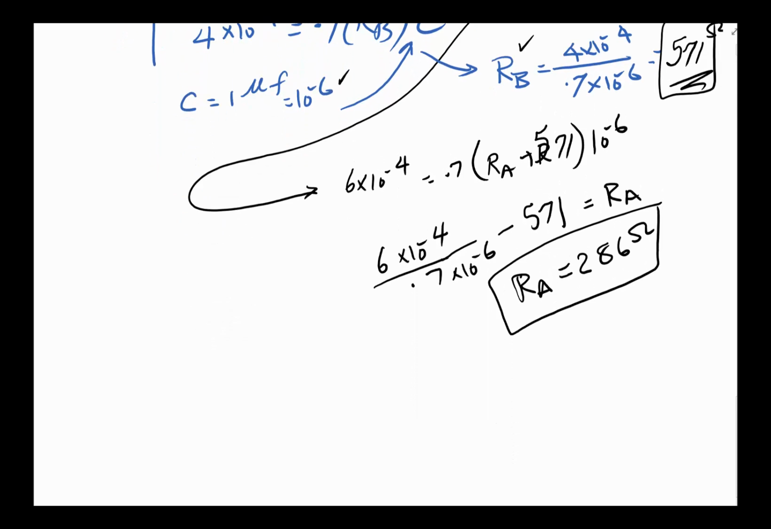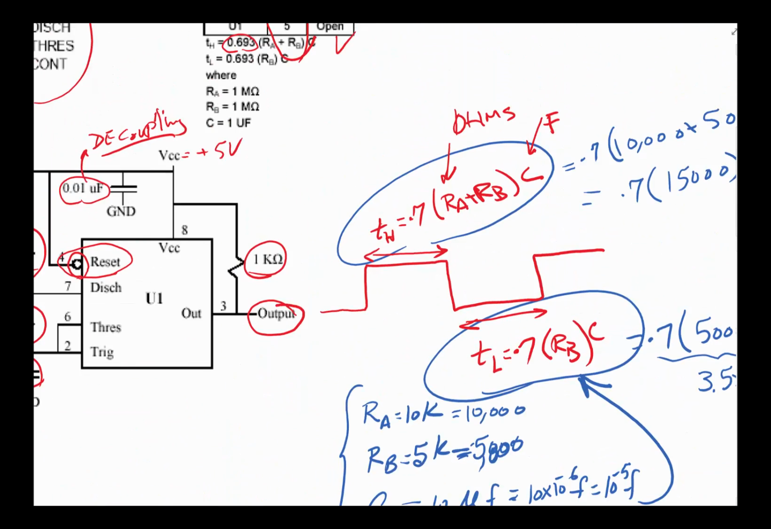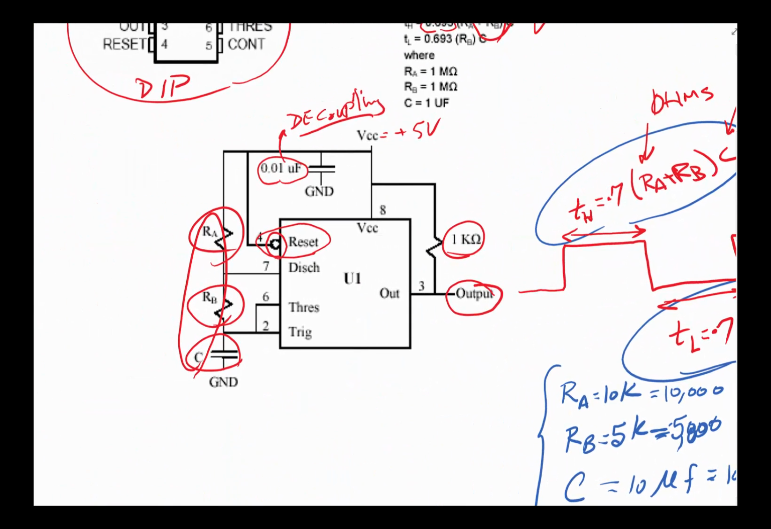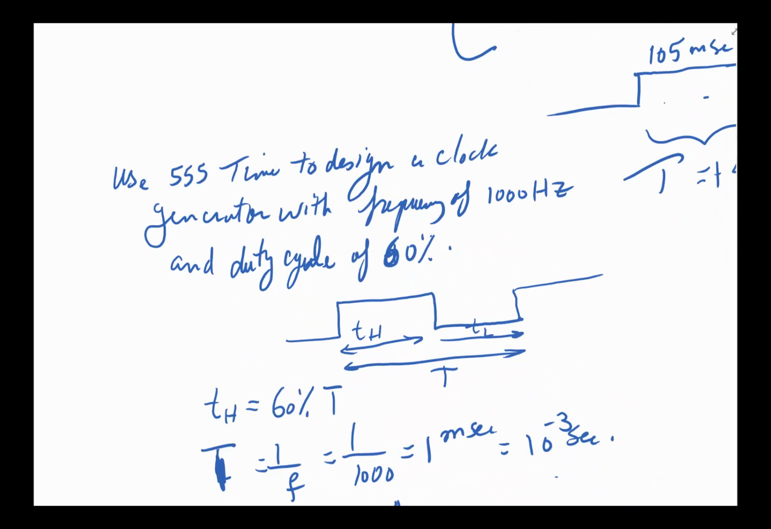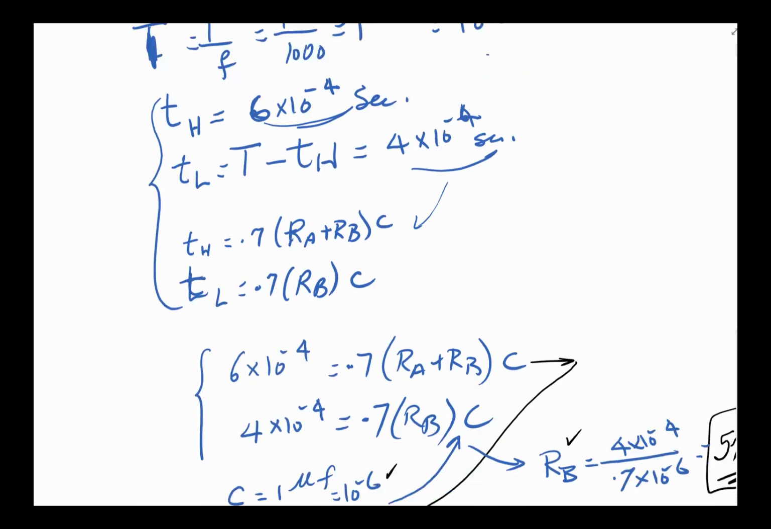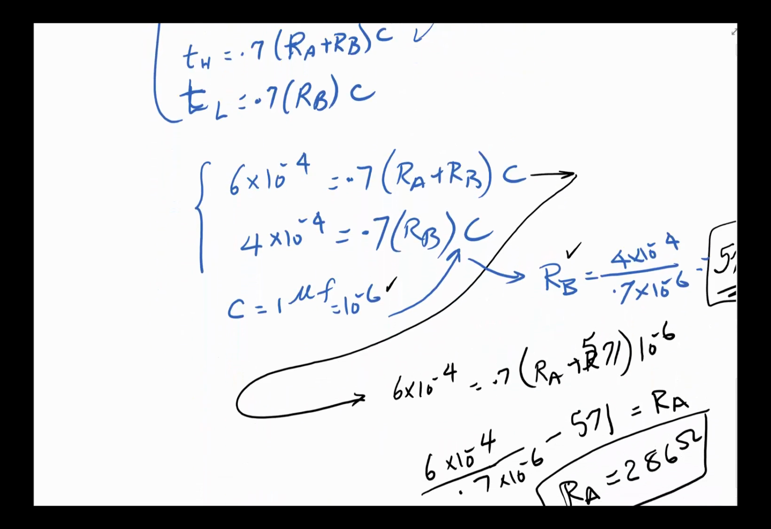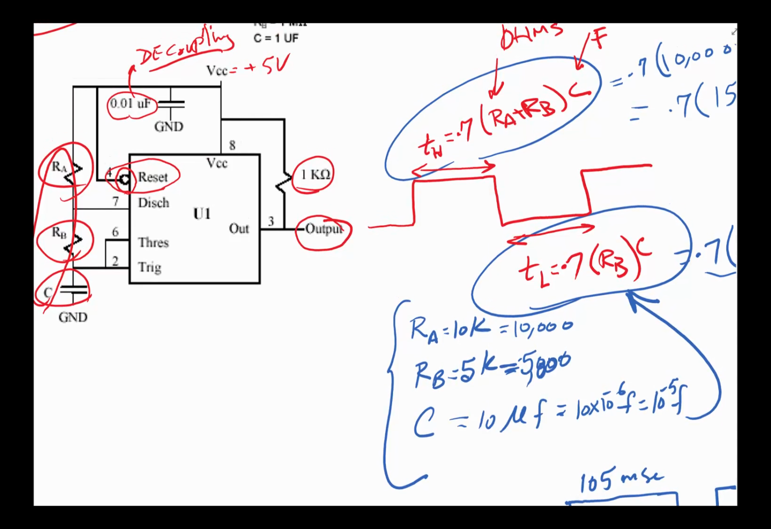Having done this, we have all the information we need to build our new circuit that gives us 1,000 hertz. RB is 571, the other is 200 and some odd number, and I don't remember, so let's look it up. 286, and the capacitor was a microfarad. So we're all good to go and build it.